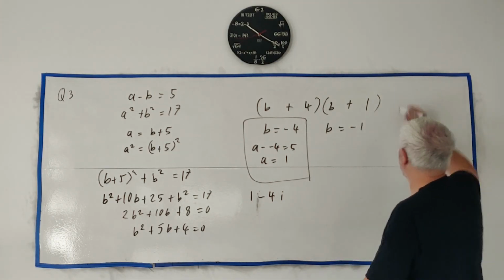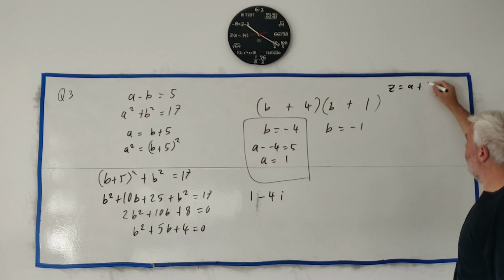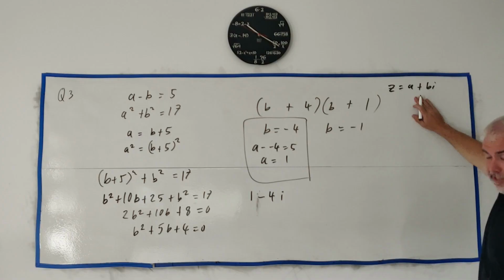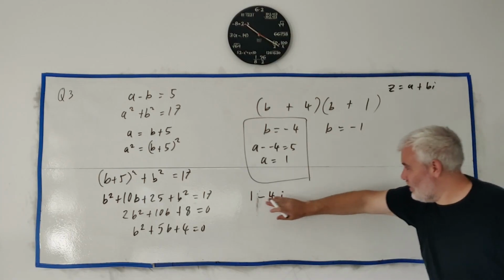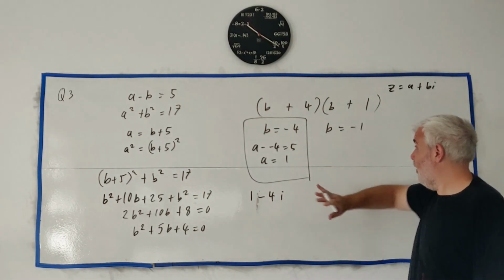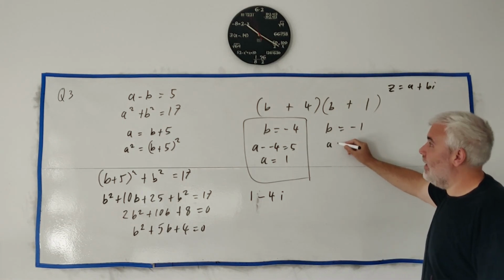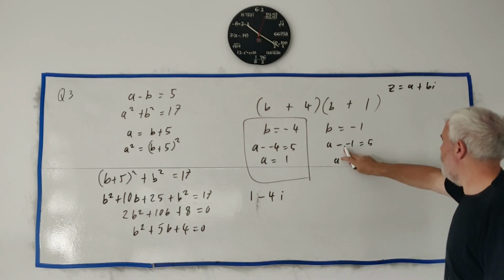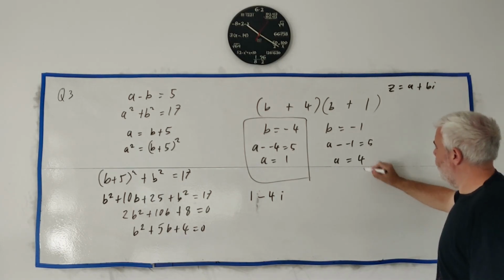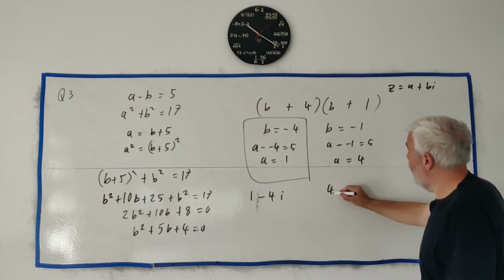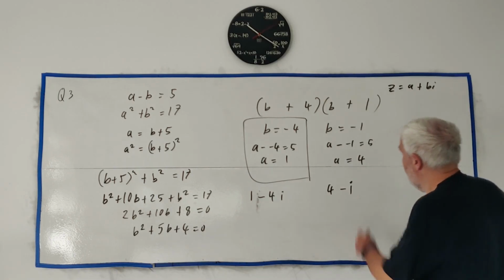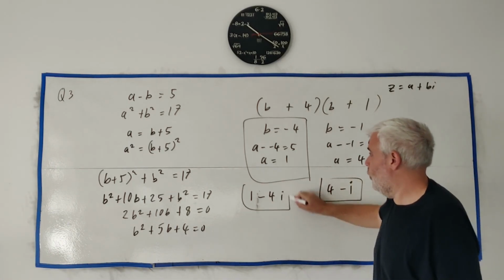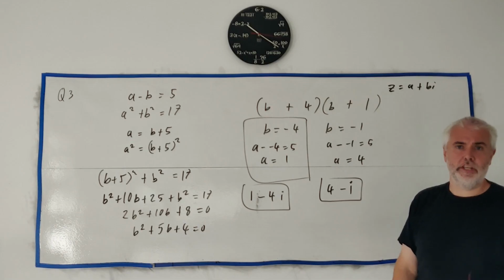Remember, z was equal to a plus bi, or if you had read the question better than I did, z is equal to x plus yi. Either way, this is the answer they were looking for on this part. On this part, a minus 1 is equal to 5, so a will equal 5 plus 1, which is 4. Combine them: 4 minus 1i. These are your two answers to question 3.